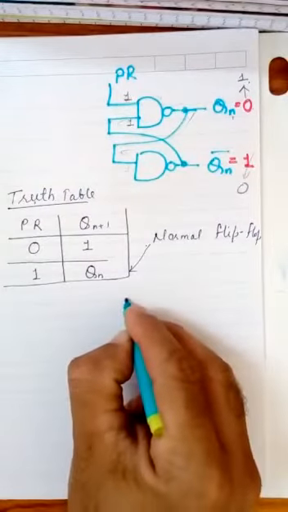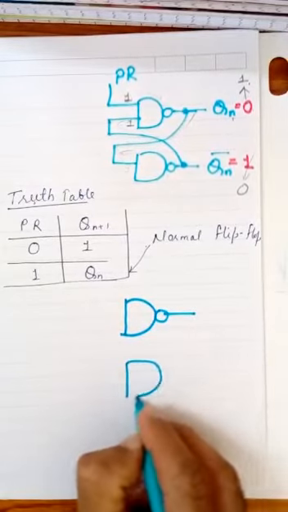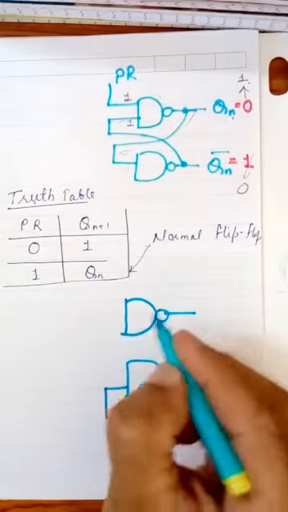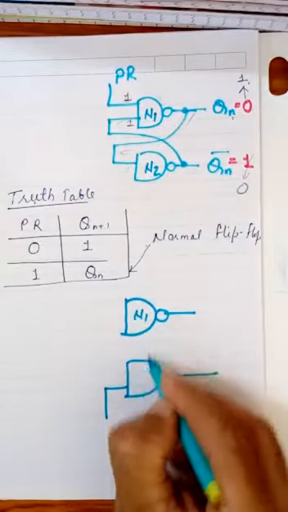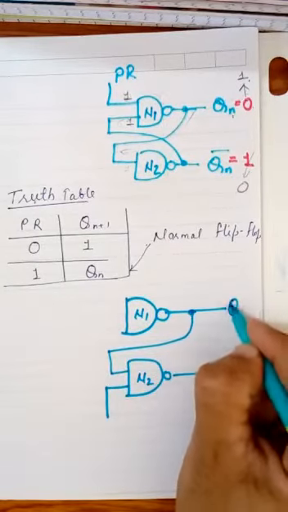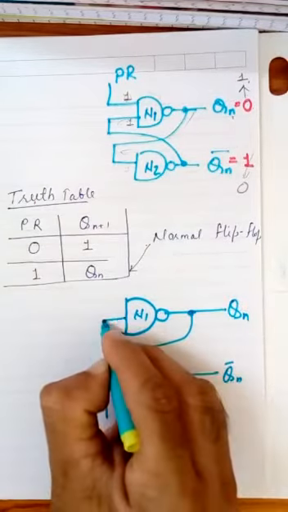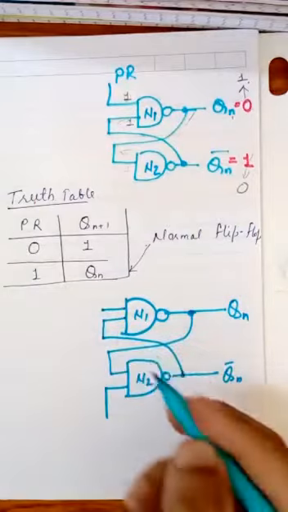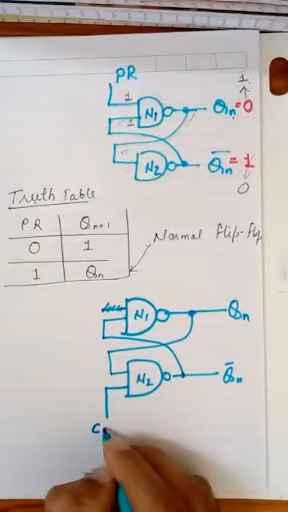Now what will happen in this case if we add the additional pin at this NAND gate? Let us suppose this is N1 and this is N2, and this is connected to this one Qn, and this is Qn bar, like this, and no need to have this pin actually in this case. So, we name it as clear.